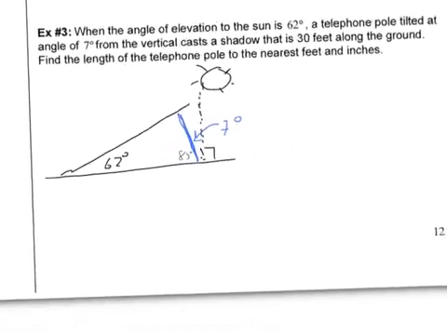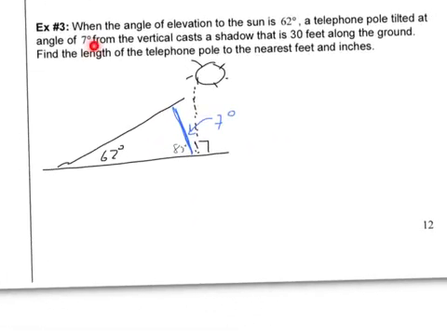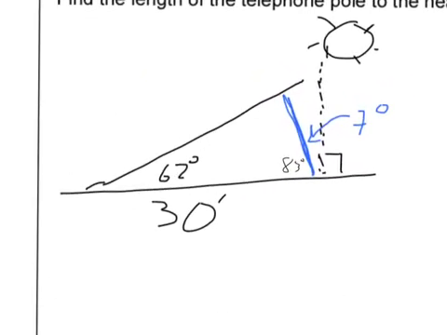So, what else do we know? It says that it casts a shadow that is 30 feet along the ground. Well, here's the pole, and this must be its shadow here. So let's call this 30 feet. And now looking at our triangle, is there anything else that we could figure out? Well, yeah. If I have two angles, I should be able to find a third angle. So 62 plus 83 is 145. 180 minus 145 is 35. So this is 35 degrees.